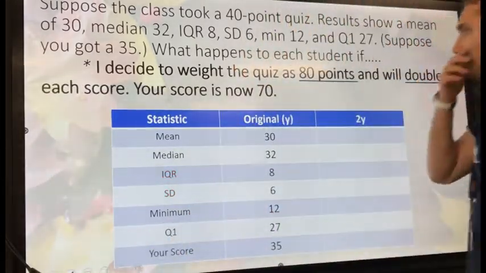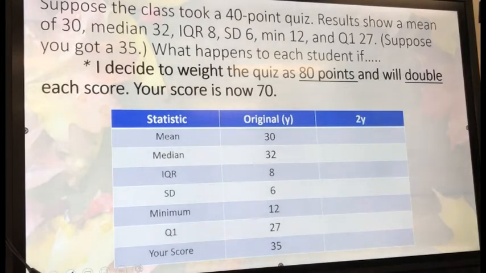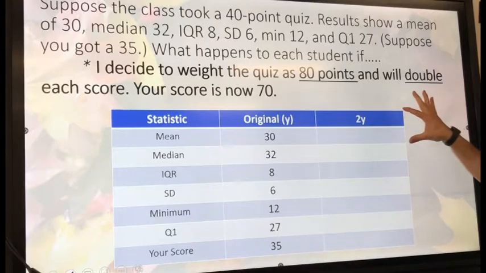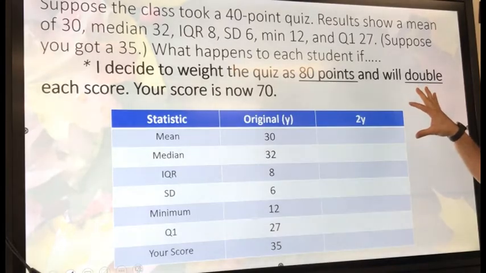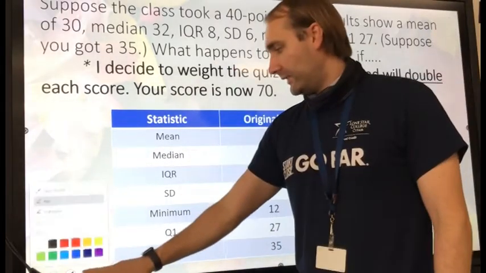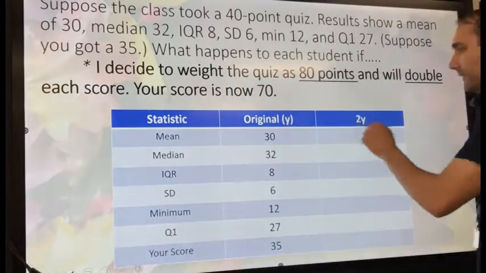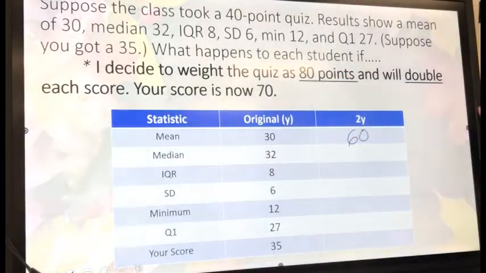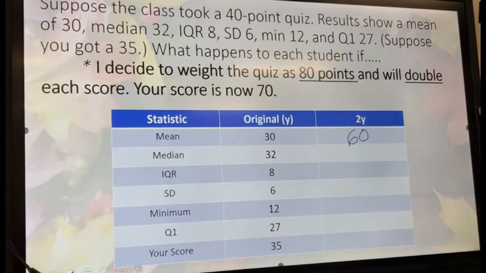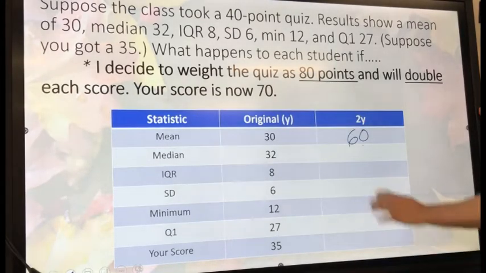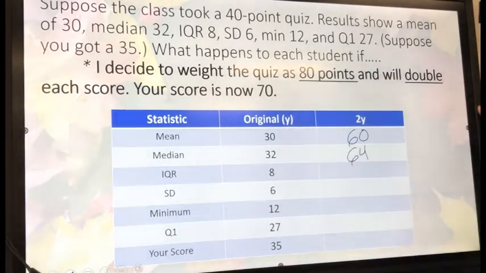What if I were to decide that the weight is now 80 points? So I'm going to double each score. What happens to my mean? It becomes a 60. Yeah, so take this number and double it. Multiply by 2. 60. My median, what happens to that score? It becomes a 64.